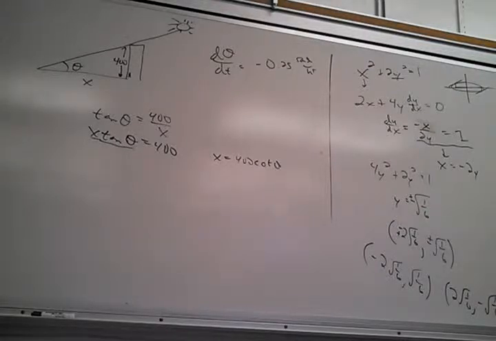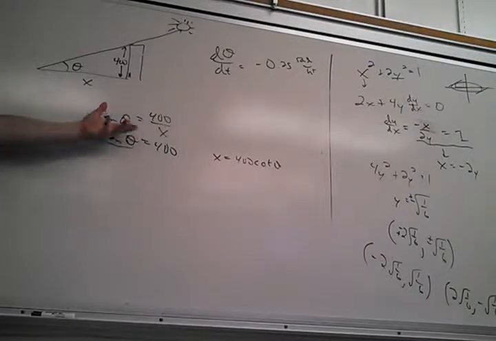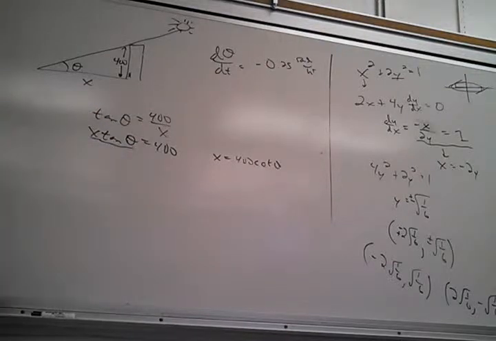What's the derivative over here? 400 secant squared, or dx by dt, dx dt, or cosecant, I think it is. Or cosecant squared. Almost. Negative. Negative 400 cosecant squared.